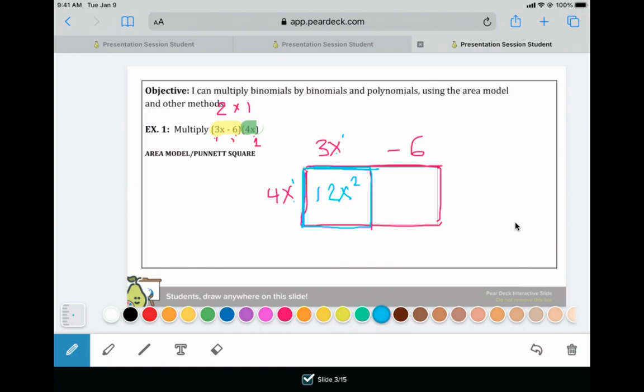So that will be my first box. I'm doing the same thing for the second one. This is my box, right? This side is negative 6, and this length is going to be 4x. I'm taking this and multiplying with negative 6. Negative 6 times 4 gives you negative 24. And there's only one x, so my final answer would be 12x squared minus 24x.